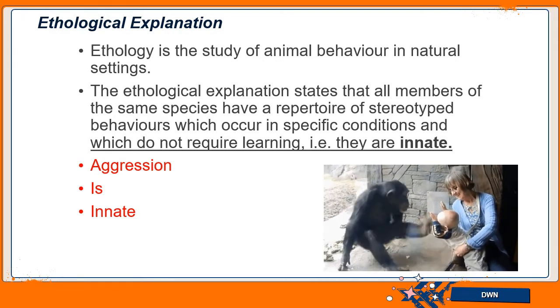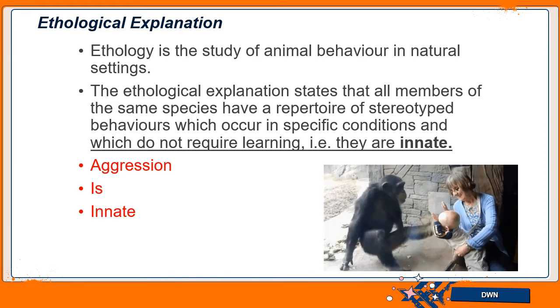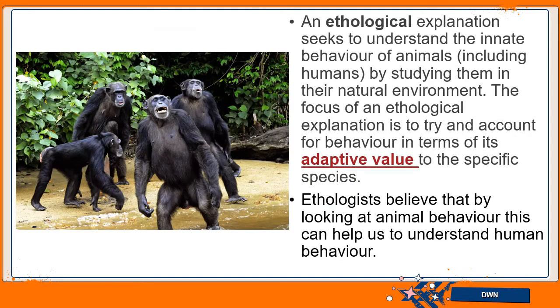They just happen when they are triggered, and therefore the whole ethological explanation suggests that aggression is innate, not just in animals but in humans as well, although all the research here is about animals. Look at that chimp kick that baby in the face. Baby doesn't seem concerned. So when we're using ethological explanations, effectively what we're doing is we're looking at animals but trying to understand how this affects humans.